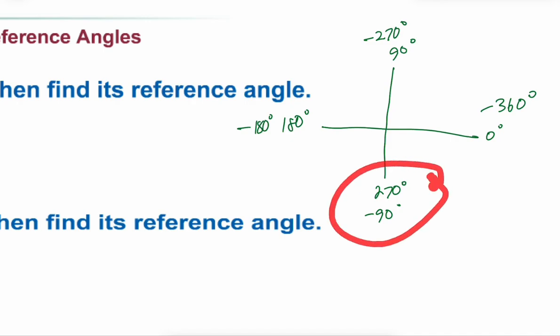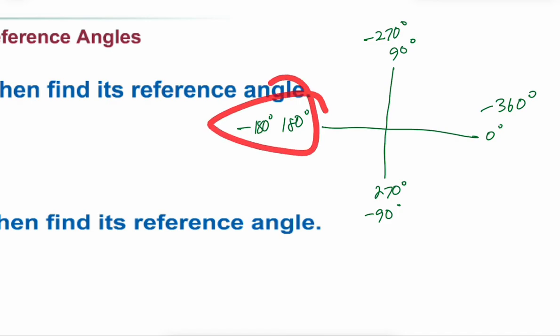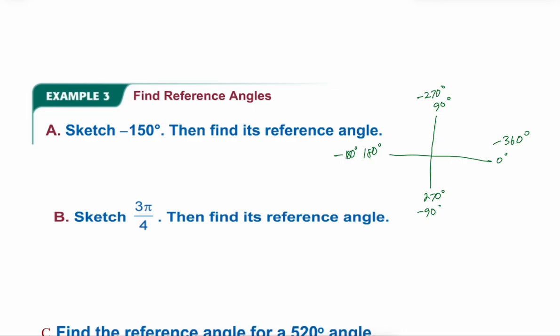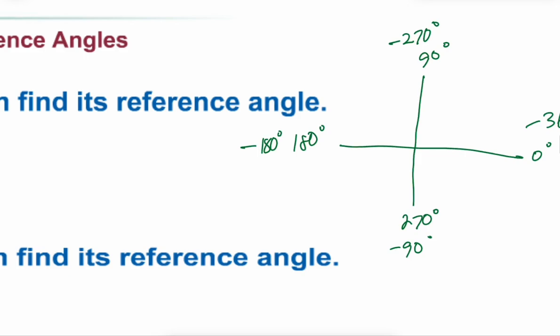So 270 and negative 90 are coterminal. They land us in the same position. Negative 180 and positive 180 are coterminal. They land us in the same spot. Negative 270 and 90 are coterminal. They land us in the same spot. So if we graph negative 150, it would be between negative 180 and negative 90.